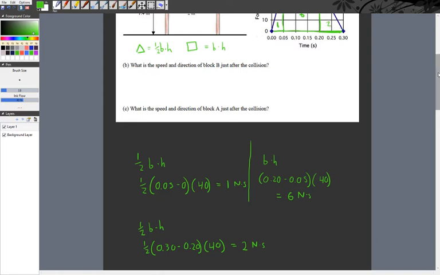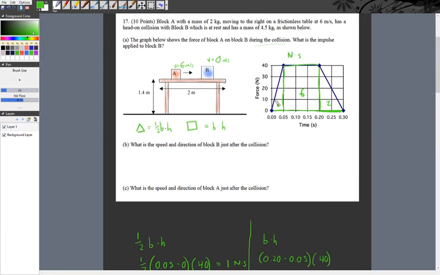So physically, what does this mean? That means while the force is ramping up in that first 0.05 seconds, block B feels an impulse of 1 Newton second. During this period here, it feels an impulse of 6 Newton seconds, and during this period here, where the force is ramping back down, it feels an impulse of 2 Newton seconds. So the total impulse on block B is equal to 1 plus 6 plus 2, or 9 Newton seconds.